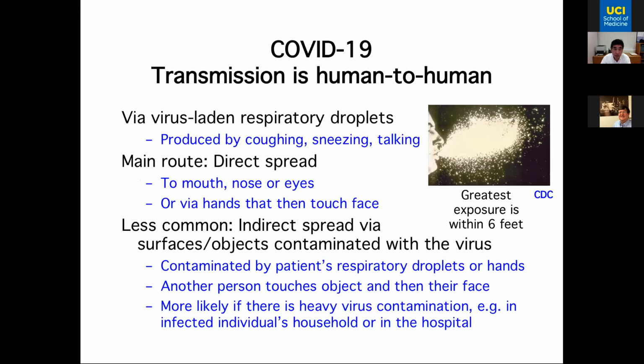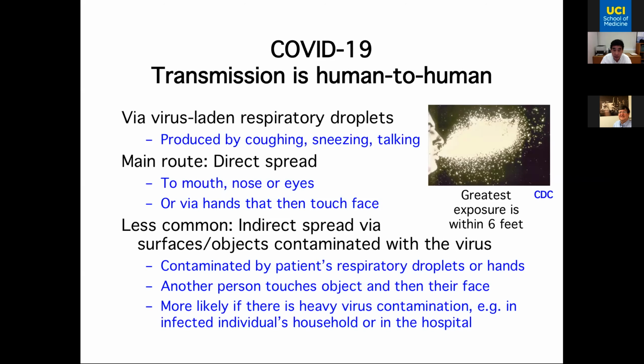And then what happens is a second individual encounters these respiratory droplets. So the main route is this direct spread from one individual to another. And the viruses are inhaled or they land on the mouth, nose, or eyes. It's also possible to have direct spread via the hands. So if respiratory droplets land on your hands, and then you touch your face. And the greatest exposure has been within 6 feet, although this is mainly work done from influenza virus, so we're extrapolating from there to coronavirus.